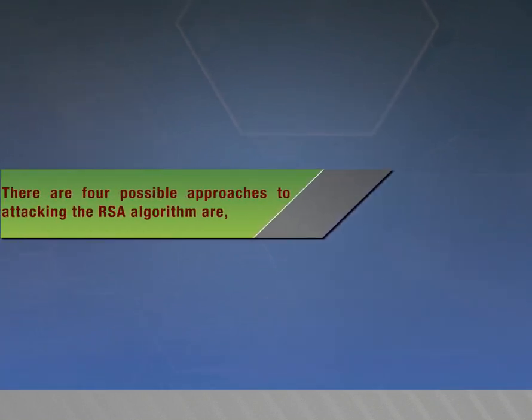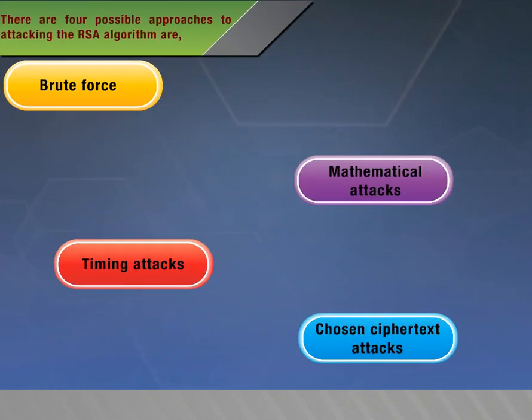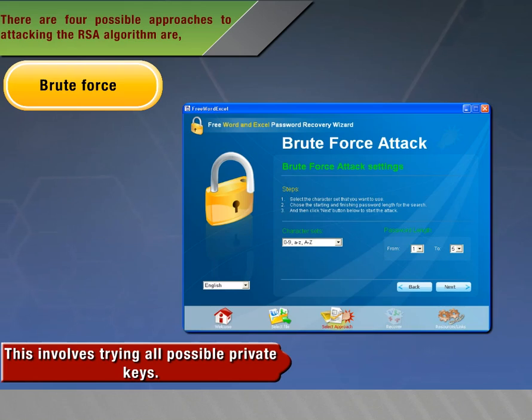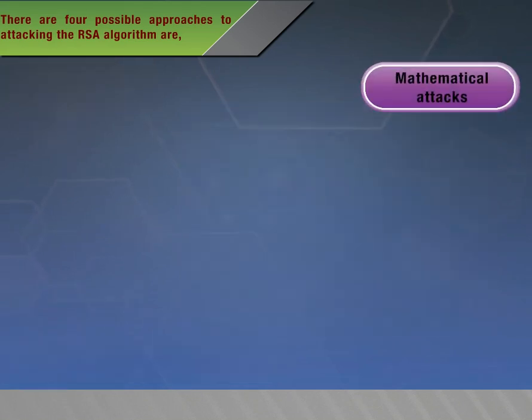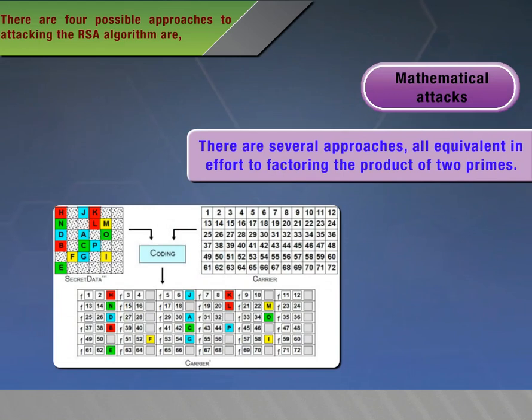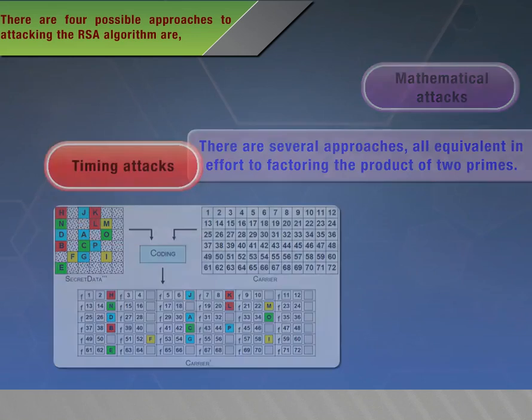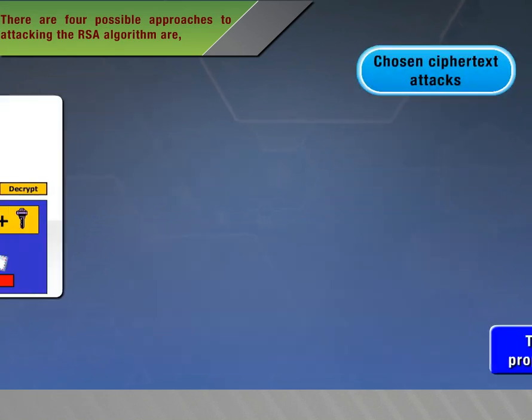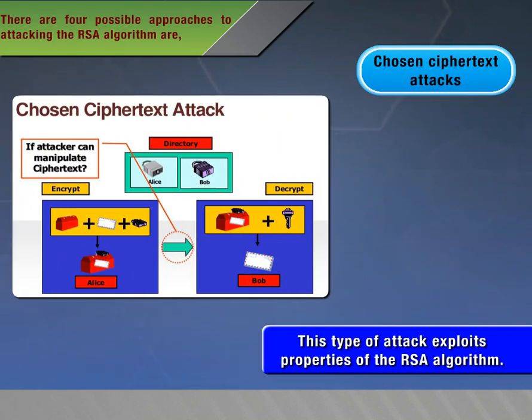There are four possible approaches to attack the RSA algorithm. They are brute force, mathematical attacks, timing attacks, and chosen ciphertext attacks. Brute force: this involves trying all possible private keys. Mathematical attacks: there are several approaches, all equivalent in effort to factoring the product of two primes. Timing attacks: these depend on the running time of the decryption algorithm. Chosen ciphertext attacks: this type of attack exploits properties of the RSA algorithm.